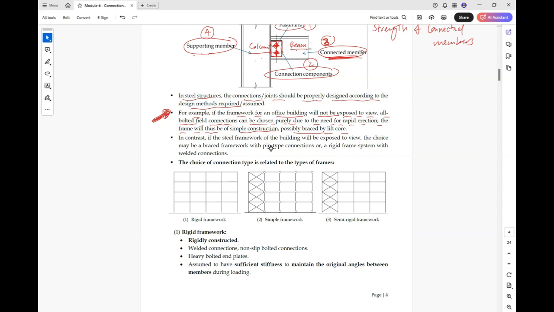If the connection will be viewed by people or users of the building, it is better to use welding. In contrast, if the steelwork will be exposed to view, the choice may be a braced framework with pin type connection or a rigid frame with welded connection.